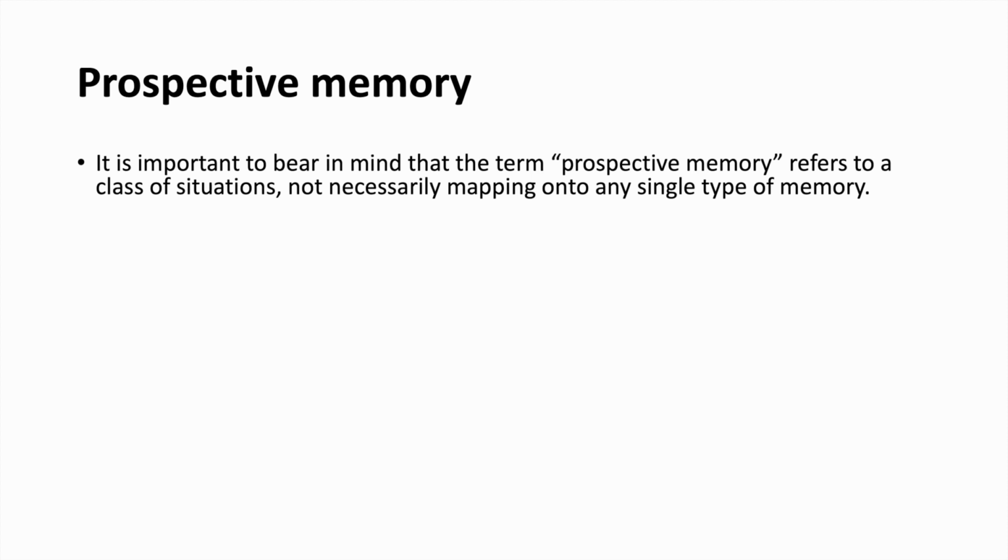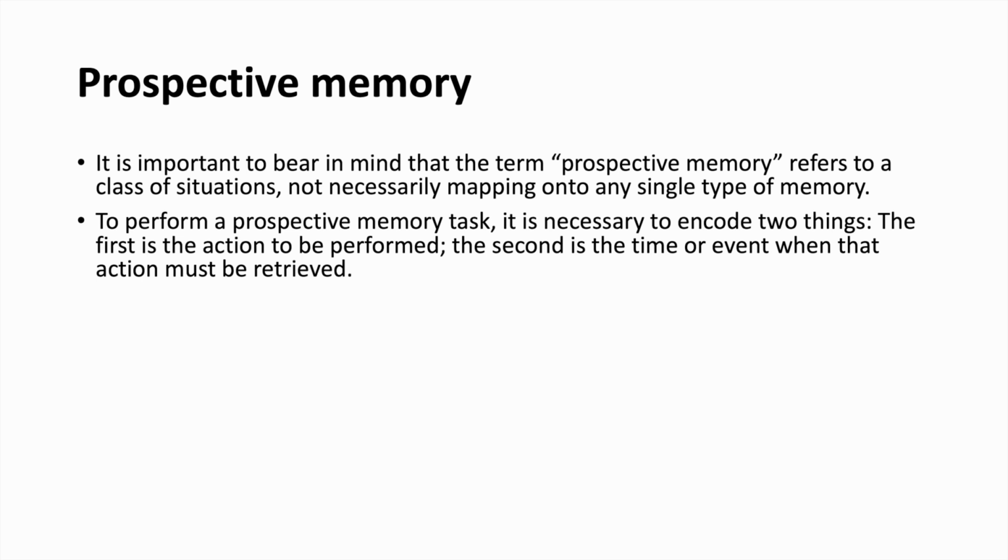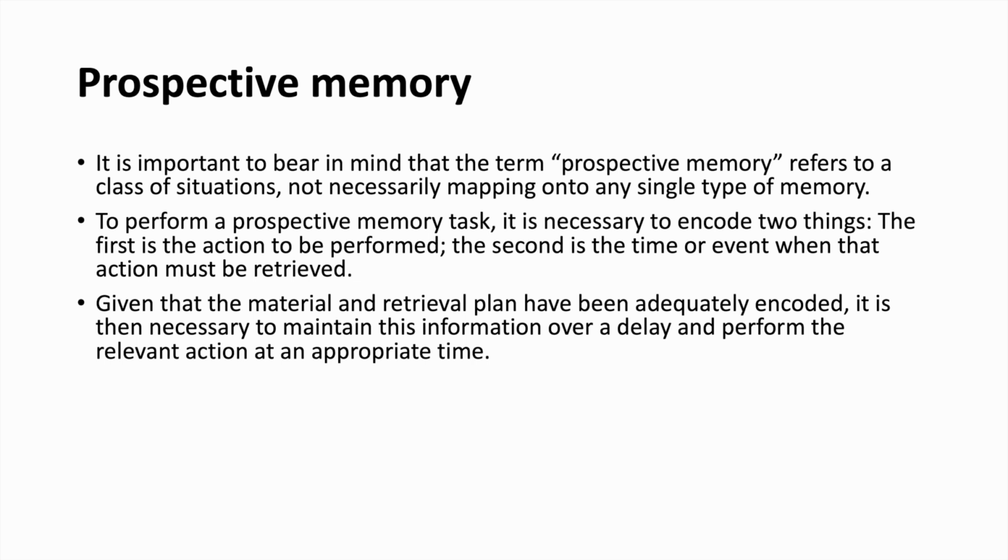Prospective memory, by the way, does not refer to any particular type of memory, so it maps onto different forms of memory. But in order to perform a prospective memory task, it's necessary to encode two things. The first is the action to be performed. The second is the time or event when that action must be retrieved. So you've got to remember the fact that you've got to go out with your mates next Wednesday, and then next Wednesday you've got to remember that thing. So it's quite a complex thing that you're doing in your mind.